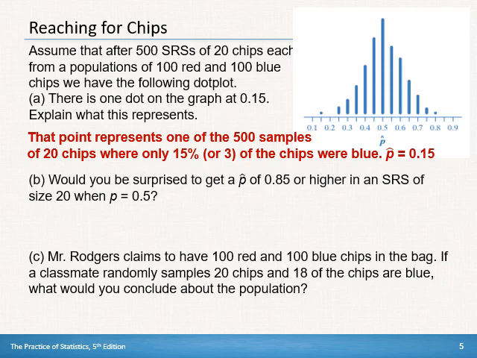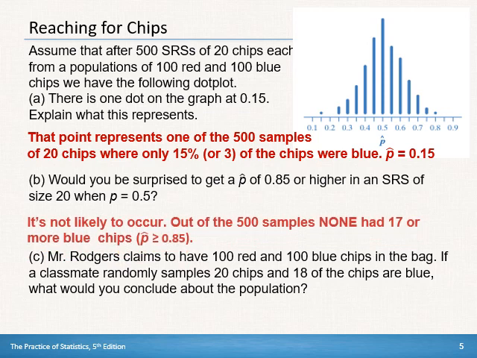All right, now, would you be surprised if you got a p hat, like I give you the bag, you take out a sample, and your sample is 85%? Should you be surprised if the bag you've been sampling out of, and from which we took all 500 of these samples, is 50% blue? Then we would expect to get a dot plot like the one that's showing here on this slide. So would you be surprised to get a p hat of 85% or higher if you took a sample of size 20 out of the bag?